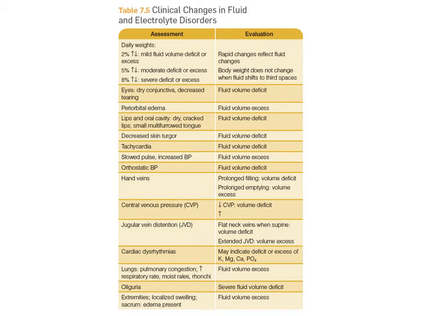Here we can see a nice little table where we can see some of these symptoms, and you can see the change in percentages and how this is evaluated. We see this if we have slow pulse versus fast pulse, if we see changes in blood pressure, if we see jugular vein distension, etc.